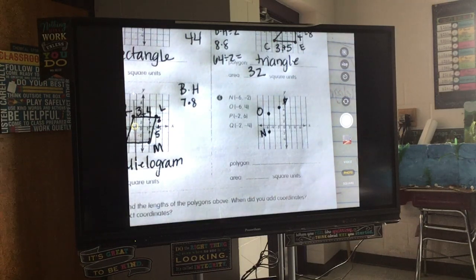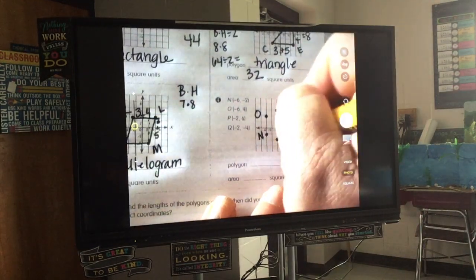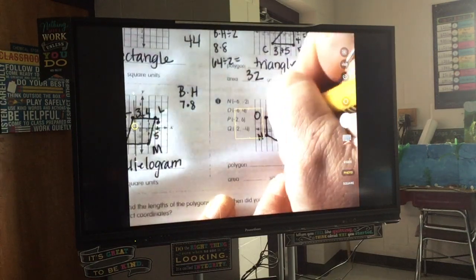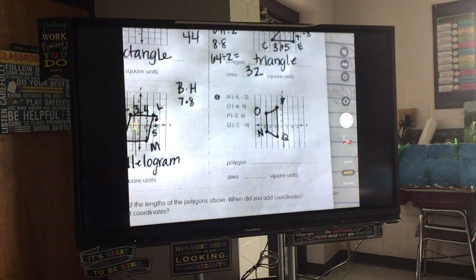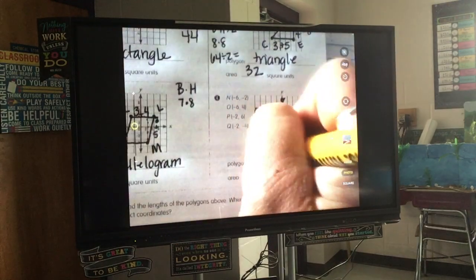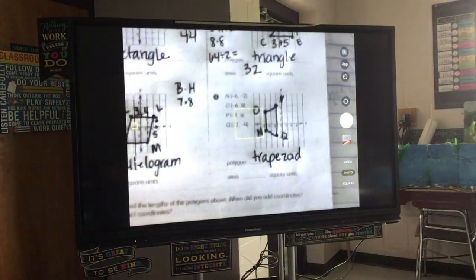And then how do I get to point Q? Faith, how do I get to point Q? You go to the left 2 and down 4. Alright, so what shape is this? What shape is this? This is a trapezoid. Now, there are a couple of ways that you can solve this problem.